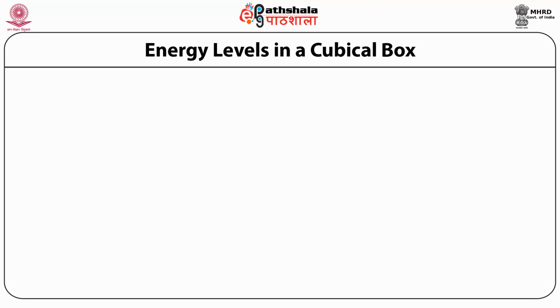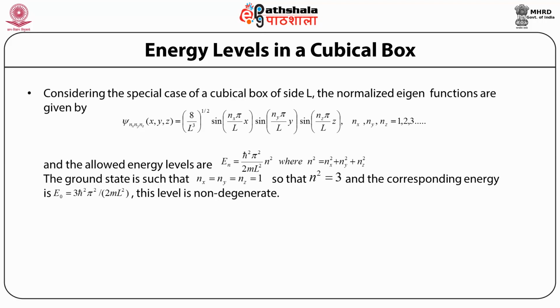Energy levels in a cubical box. Considering the special case of a cubical box of side L, the normalized eigenfunctions are given by ψ(nx, ny, nz)(x, y, z) = (8/L³)^(1/2) sin(nx π x/L) sin(ny π y/L) sin(nz π z/L), where nx, ny and nz equal 1, 2, 3, etc. And the allowed energy levels are En = ħ²π²/2mL² × n², where n² = nx² + ny² + nz².